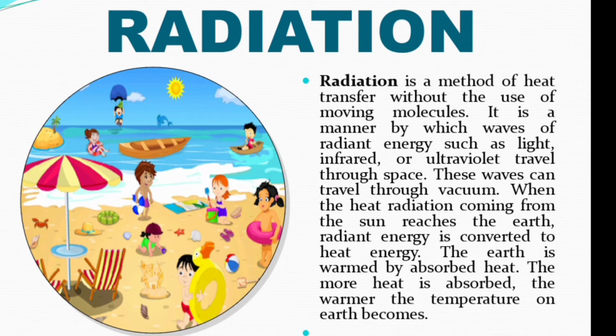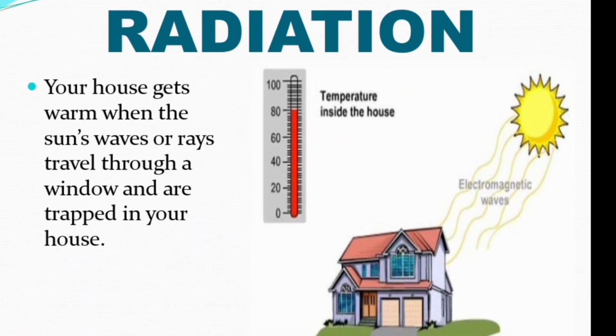When the heat radiation coming from the sun reaches the earth, radiant energy is converted to heat energy. The earth is warmed by absorbed heat. The more heat is absorbed, the warmer the temperature on earth becomes. Your house gets warm when the sun's waves or rays travel through a window and are trapped in your house.